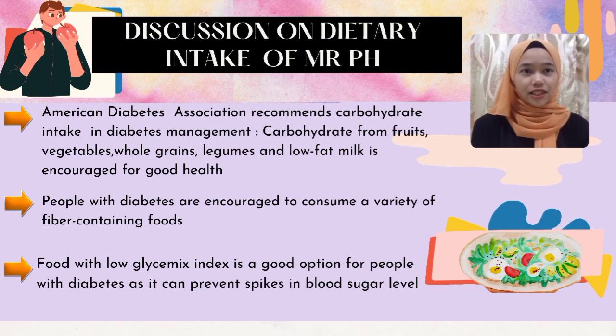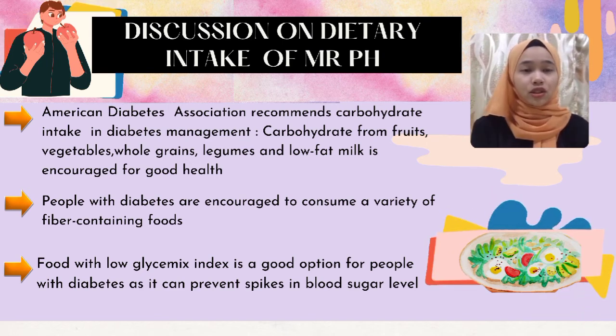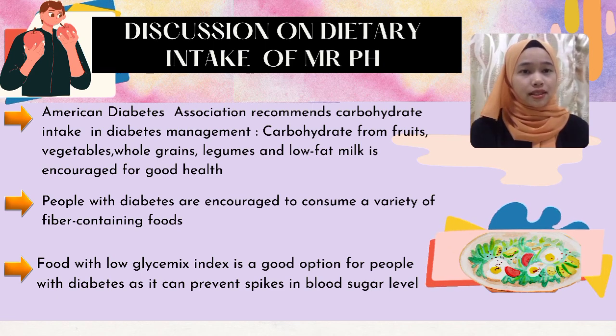The American Diabetes Association recommends that carbohydrate intake in diabetes management include carbohydrate from fruits, vegetables, whole grains, legumes, and low-fat milk, which is encouraged for good health. As for the general population, people with diabetes are encouraged to consume a variety of fiber-containing foods. Based on the dietary intake of Mr. PH, he preferred fruit broth rather than raw fruit, which actually contains high fiber and fewer calories. Fruit broth contains high calories compared with raw fruit due to additional ingredients such as seasonings and others.